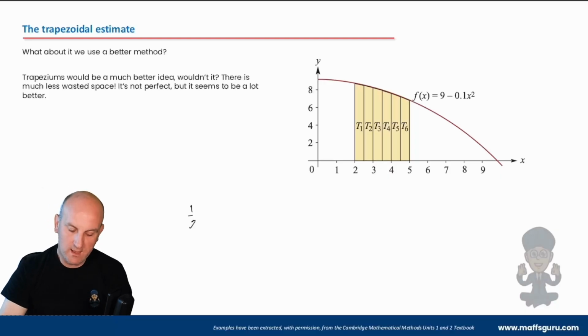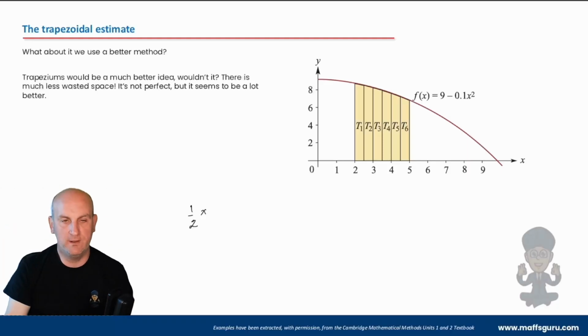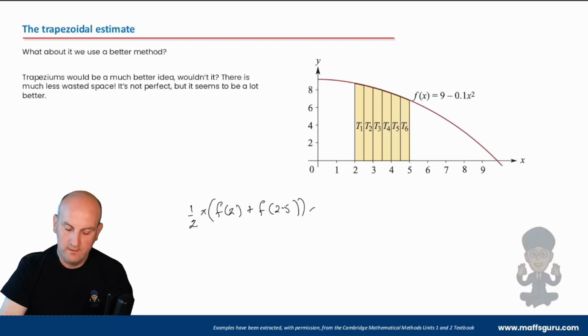So let's go back to find the trapezium T1. So that would be a half times, all right, because the area of a trapezium is a half times, add the parallels, and by how far apart they are. So a half times f of 2 plus f of 2.5, they should be in brackets, times the width, which is going to be a half. So that's a half times a half in this situation would give me a quarter. So let's make that a quarter times f2 plus f2.5.